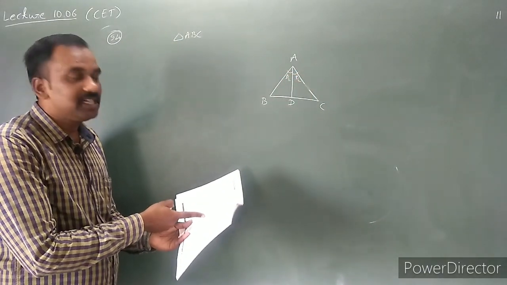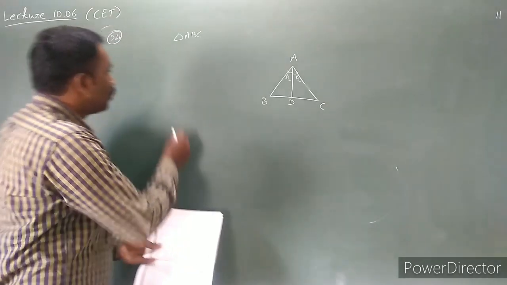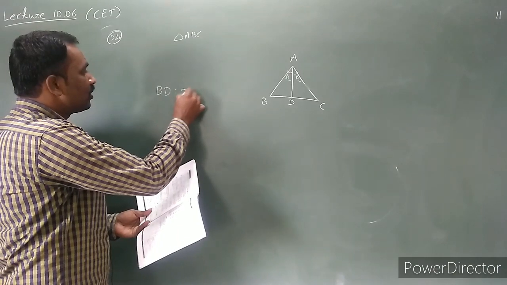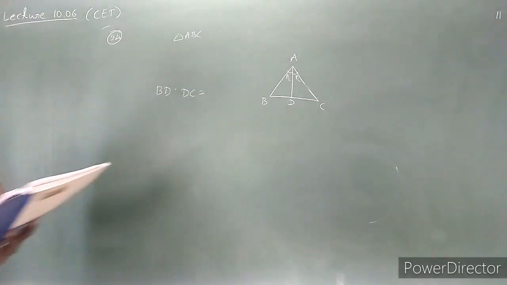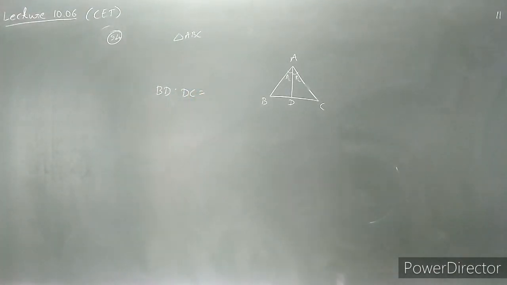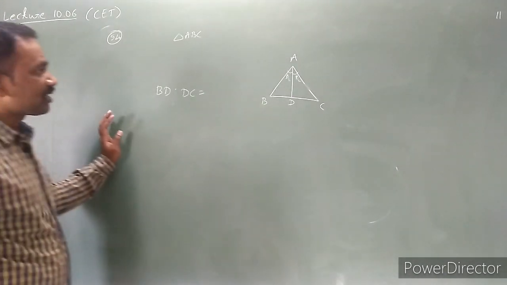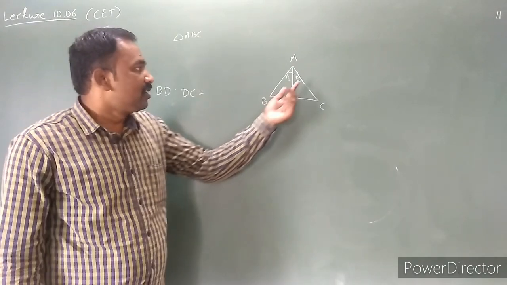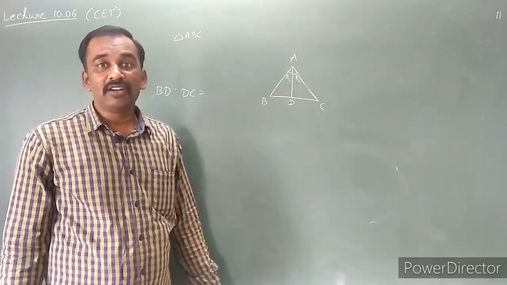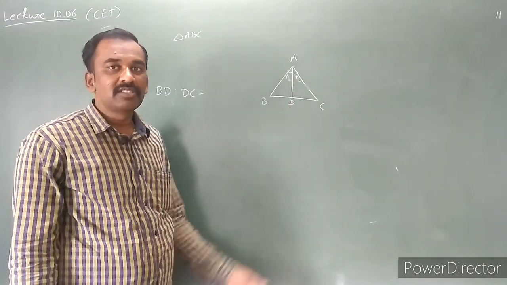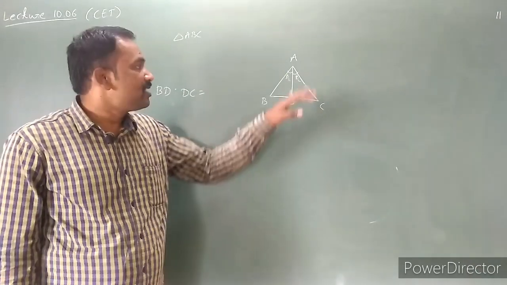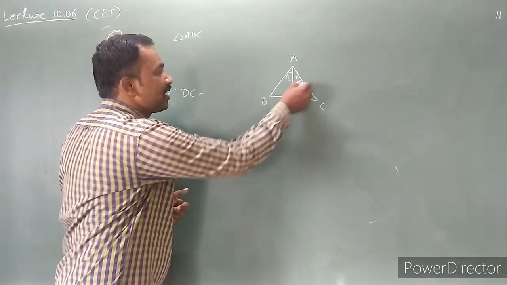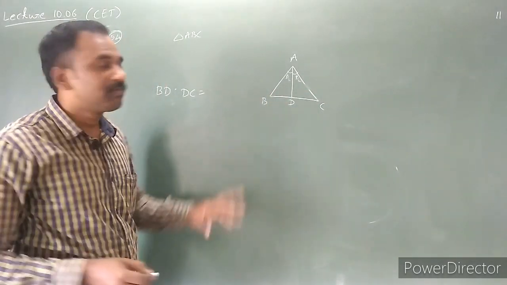Angular bisector of the angle. Then what is the ratio BD is to DC? That is what they are asking. So angular bisector, you already know the centroid of the triangle. What is the centroid of the triangle? The point of concurrence of angular bisectors of any triangle. So if I divide the angle B, and if I divide the angle C, we will get a point of concurrence.